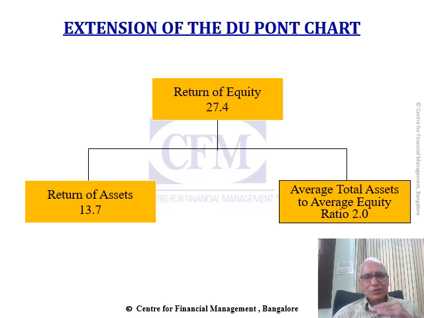DuPont chart may be extended to understand the determinants of return on equity. Return on equity is equal to return on assets multiplied by equity multiplier, also called leverage multiplier. Equity multiplier is defined as average total assets divided by average equity. In the case of Horizon Limited, this is 2. Return on assets is 13.7%, so return on equity is 27.4%. Since return on equity is a very important financial metric, this extension of DuPont chart is quite insightful.